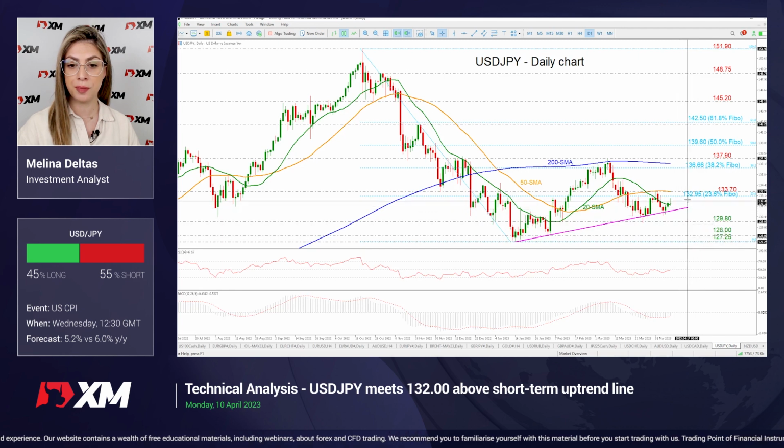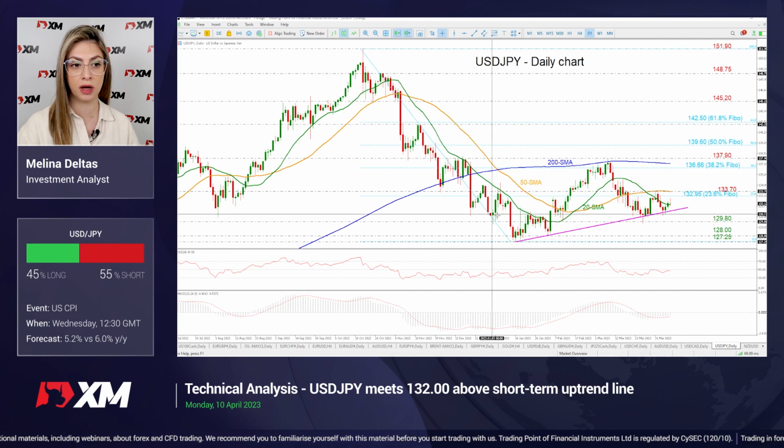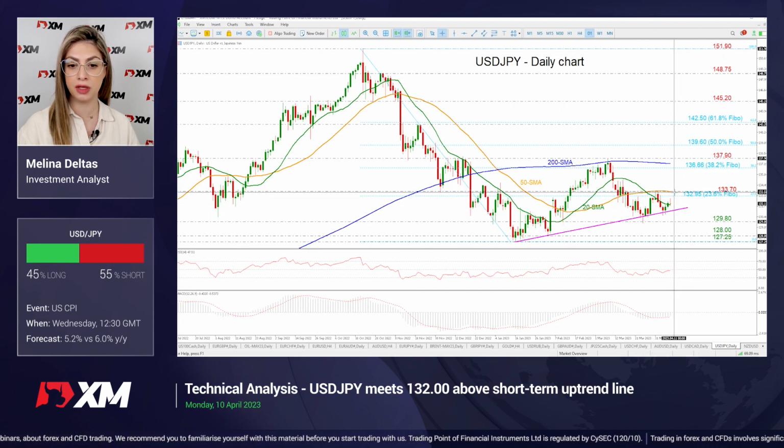On the flip side, if the price overcomes the 23.6% Fibonacci retracement level of this downline here, then it may move towards the 50-day SMA, which overlaps with the 133.70 resistance, and even higher the 38.2% Fibo of 136.66, and of course the 200-day SMA around 137.23, which has acted as a strong resistance in the past. Looking now at the technical oscillators, the RSI is flattening near the 50 level, while the MACD is holding above its trigger and below its zero line.